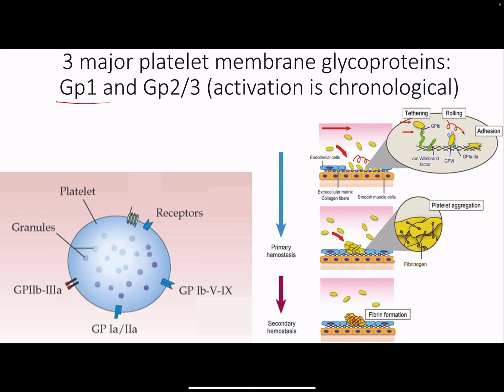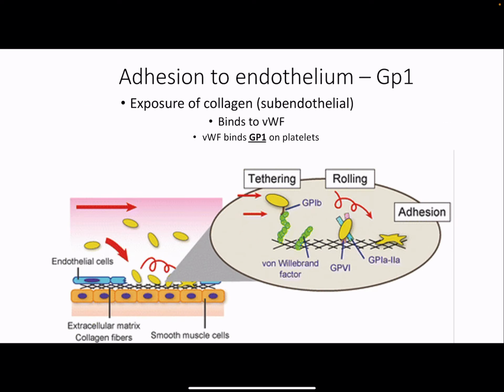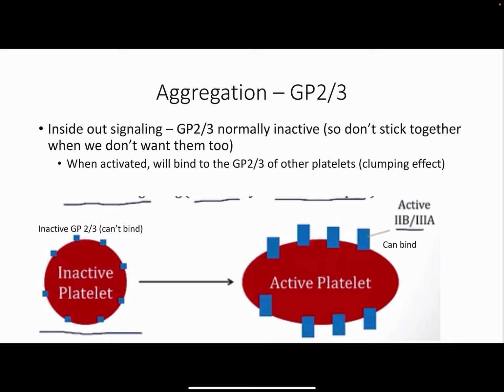So a couple proteins that are important for platelet activation: GP1, GP2, and GP3. All of this is more or less chronological. So starting with GP1, so here's our endothelial cells. If we have a break shown here, the subendothelial layer, the platelets will be able to bind to the von Willebrand factor here, adhering them to the damaged site. Again, this is just a zoomed in version, the platelets binding to the von Willebrand factor at GP1.